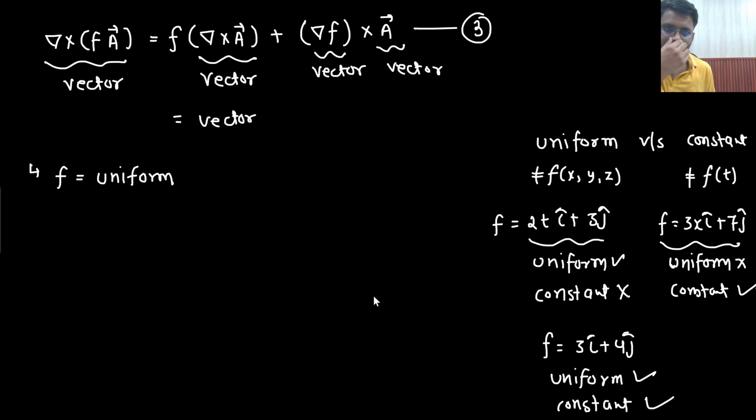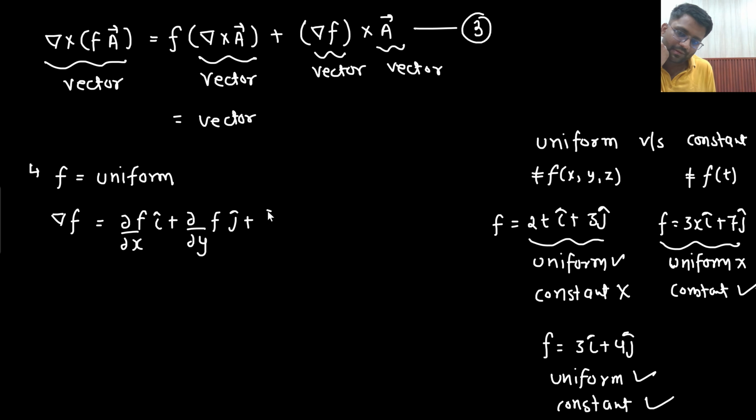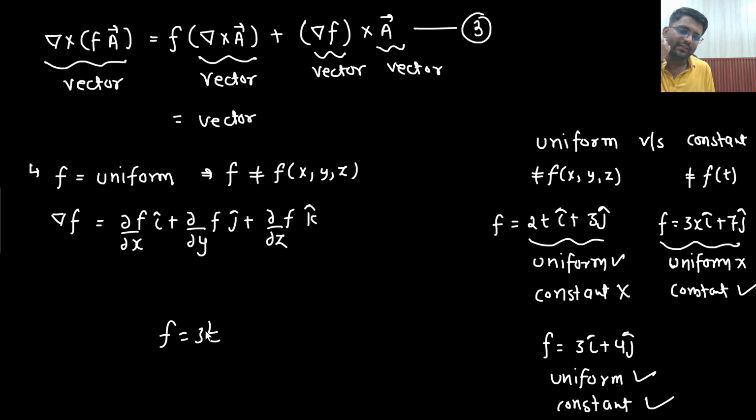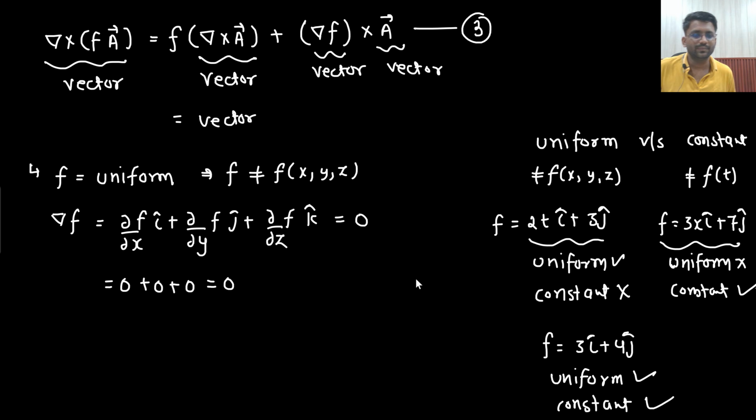Now I am saying that f is uniform. Can you let me know what will be the value of the gradient of f? Gradient of f is nothing but i cap, j cap, k cap components of derivatives. If f is uniform, that means f is not a function of x, y, z. For example, f could be 3t. If you differentiate 3t with respect to x, y, z, what will be the answer? 0 plus 0 plus 0. So if f is uniform, the gradient of f will come out to be 0.